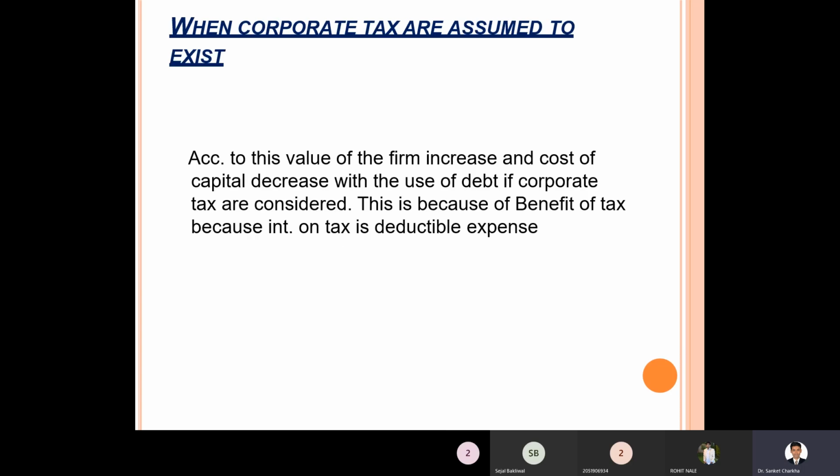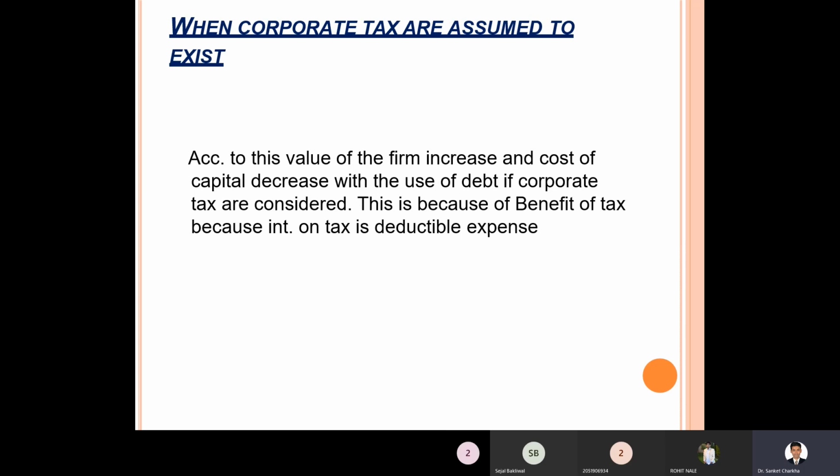The next perspective is when corporate taxes are assumed to exist. If we assume that corporate taxes exist, then what is the situation? According to this view, the value of the firm increases and the cost of capital decreases with the use of debt if corporate taxes are considered.